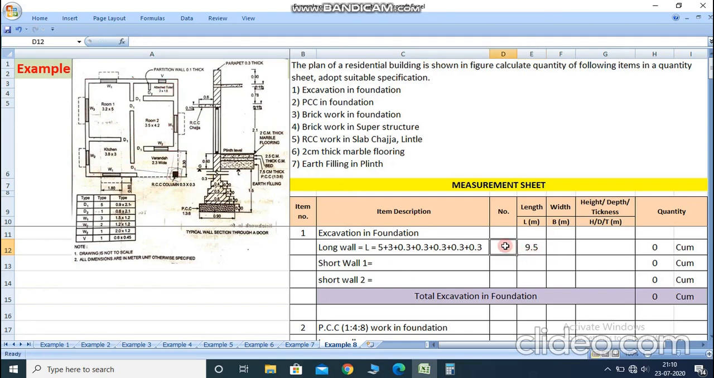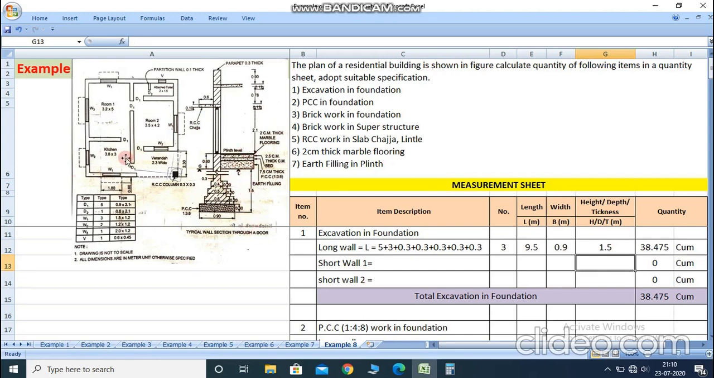So here the number is 3, the length is 9.5, and the width of the excavation is the PCC width, the excavation width, 0.9 meter. Now the depth of the excavation is from the ground level. See this cursor point from the section part, from the ground level to the bottom of the excavation. So 1.5 meter is already given in the cross section as the excavation depth.